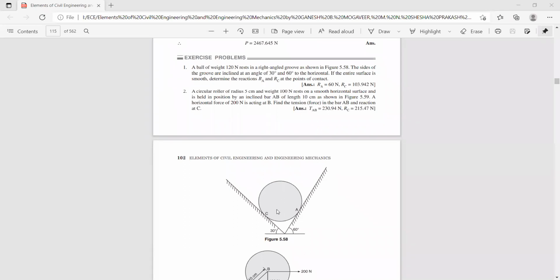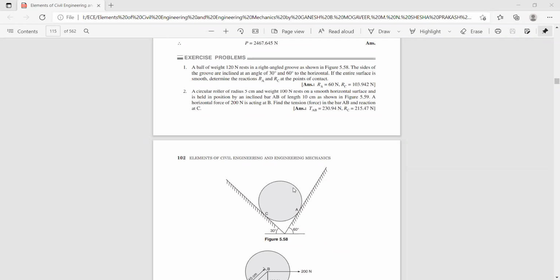Now if you draw the free body diagram of the given figure, the weight of the sphere, 120 Newton, acts vertically downwards, and you have a reaction RC, which makes an angle 60 degree with respect to the horizontal axis, and similarly you have a reaction force RA like this, and this angle is 30 degree. So RC component is making an angle 60 degree with respect to horizontal, whereas RA component is making an angle 30 degree with respect to the horizontal axis.